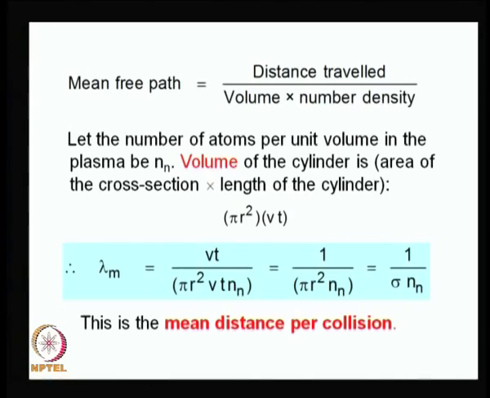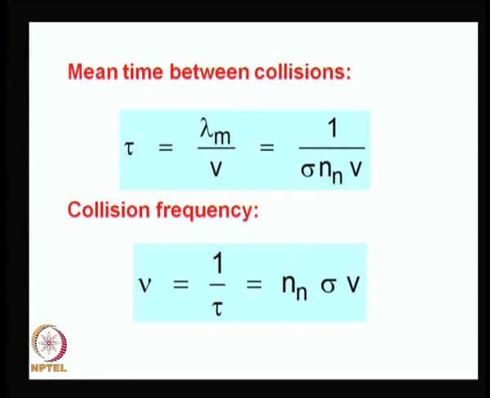We have obtained an expression for the mean free path in terms of sigma, the collision cross section, and the number density. From there, it is simple to get the mean time between collisions, which is tau, equal to lambda m upon v. This is what is given here. Tau is equal to lambda m upon V, which is equal to 1 upon sigma Nn V, and collision frequency is simply 1 upon tau, which is equal to Nn sigma V. Remember, V is the average velocity.